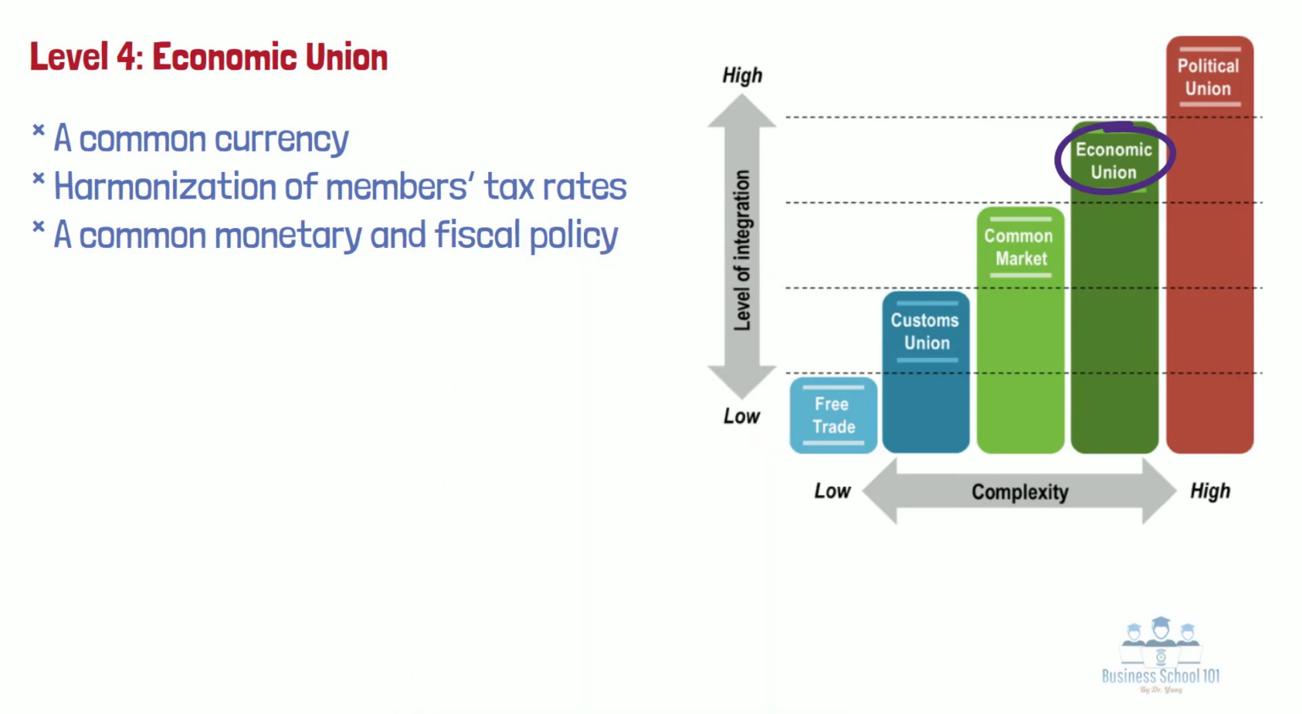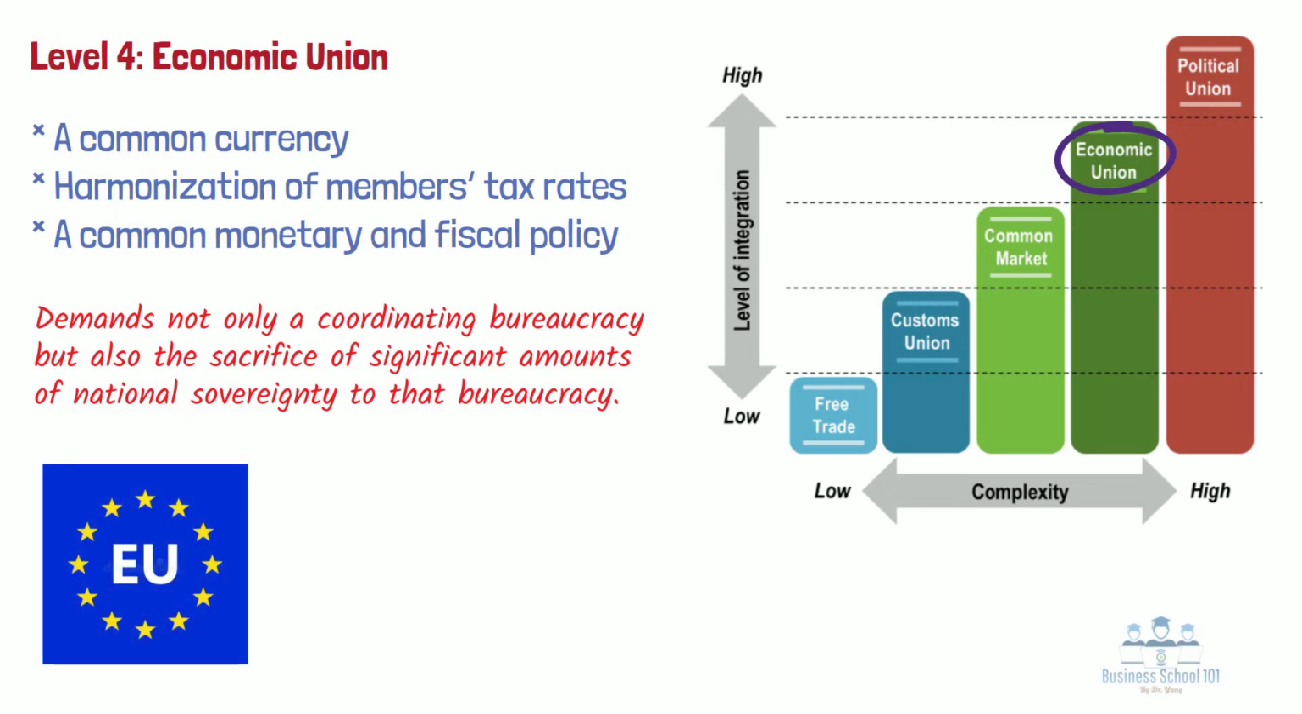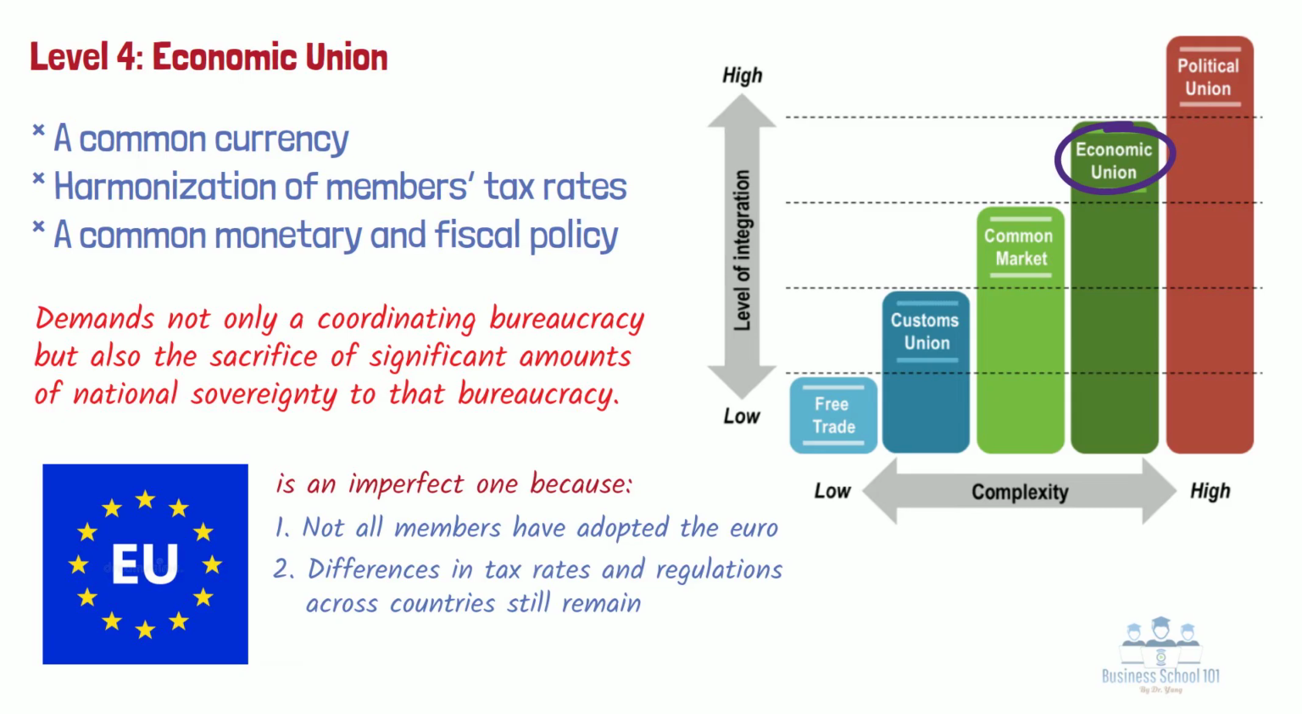Such a high degree of integration demands not only a coordinating bureaucracy, but also the sacrifice of significant amounts of national sovereignty to that bureaucracy. The EU is an economic union, but it is an imperfect one because not all members have adopted the euro. Additionally, differences in tax rates and regulations across countries still remain, and some markets, such as the market for energy, are still not fully deregulated.